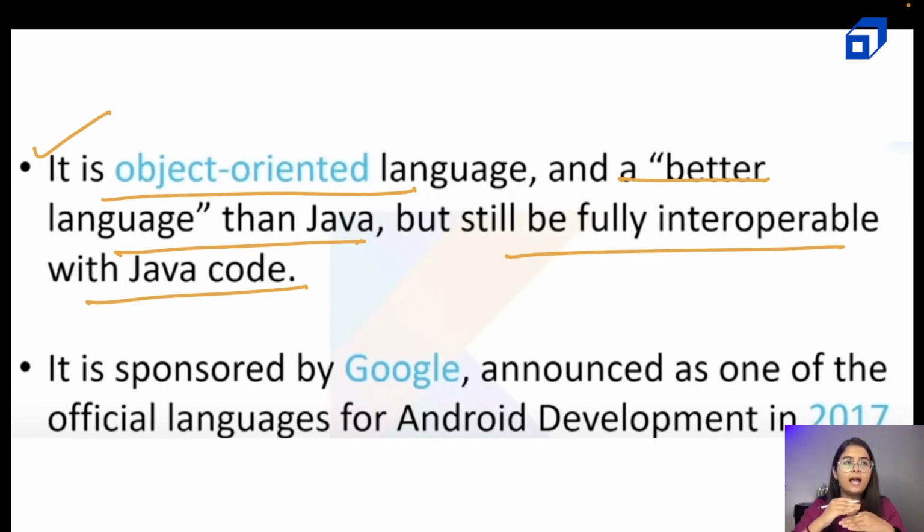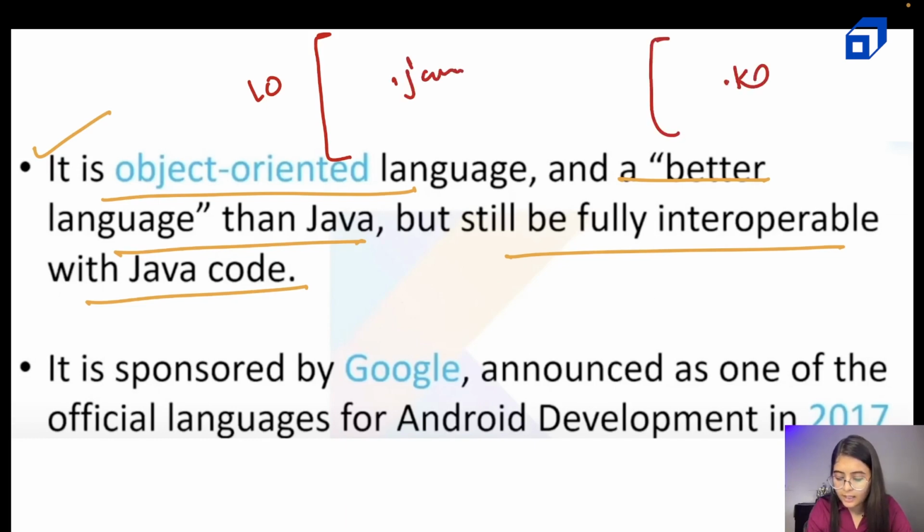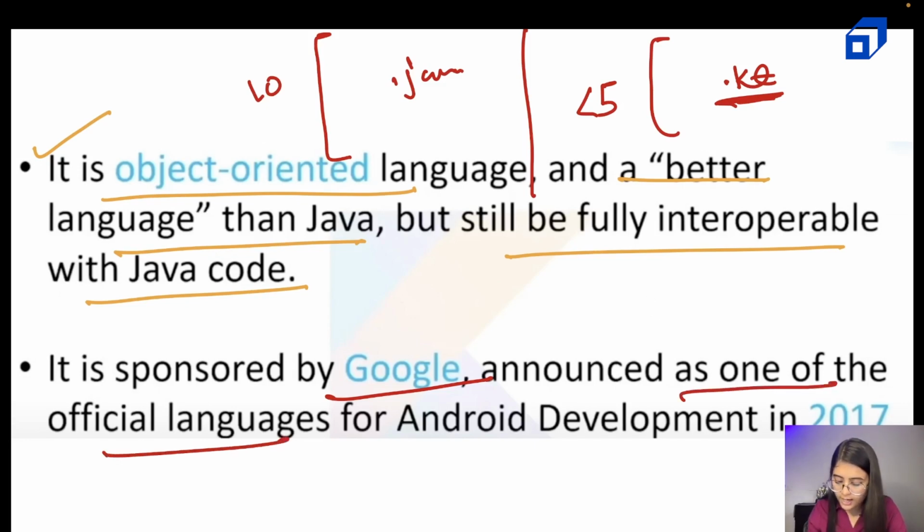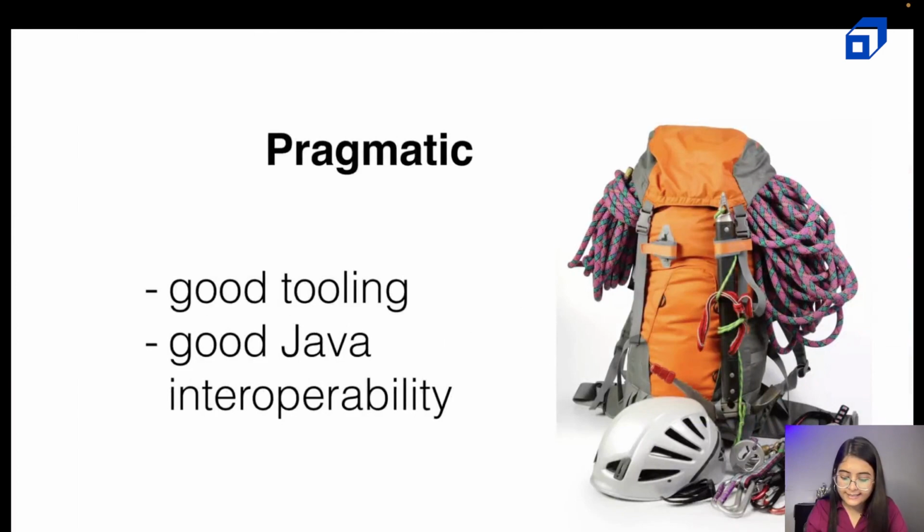It provides a lot of extra features. It's so crisp, simple, precise. If I am writing any piece of code in 10 lines using Java, then I can do the same thing in Kotlin in maybe 5 or fewer lines. It is this precise and developer friendly. As a developer, you will love this language, Kotlin. It is sponsored by Google and was announced as one of the official languages for Android development in 2017.